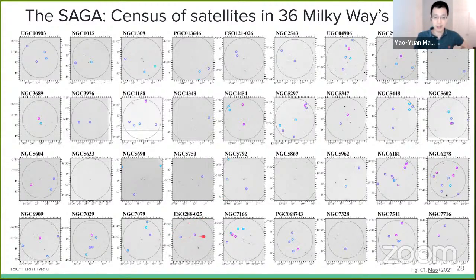And the color circles are the satellite galaxies that we identified within the dark matter halo. The dark matter halo is roughly this large circle that you see here. And so you can see in some systems, we find like 9 or 10 satellites. In some systems, we find like 1 or even 0 satellites. And again, the number of satellites tells us something about whether this is consistent with our prediction from the dark matter model.